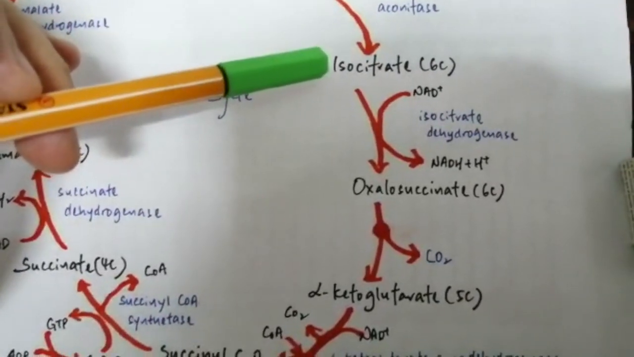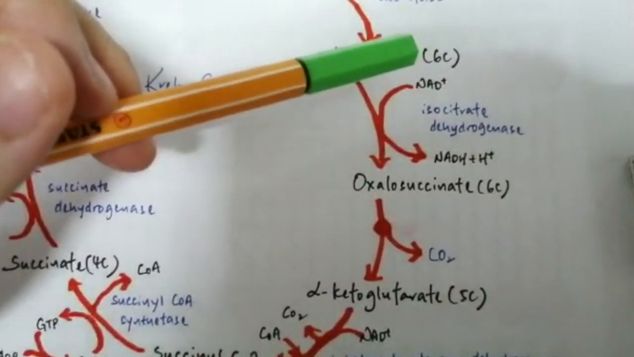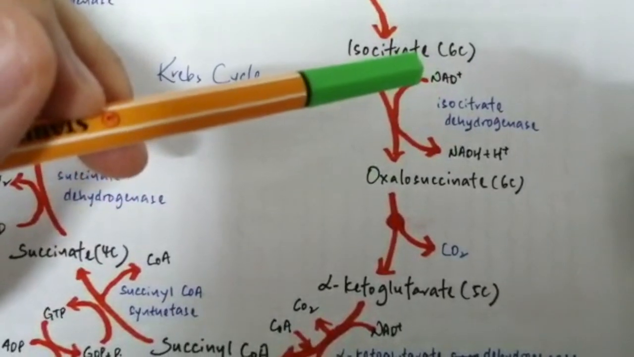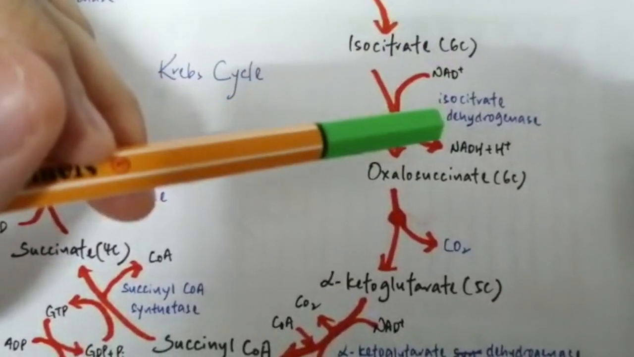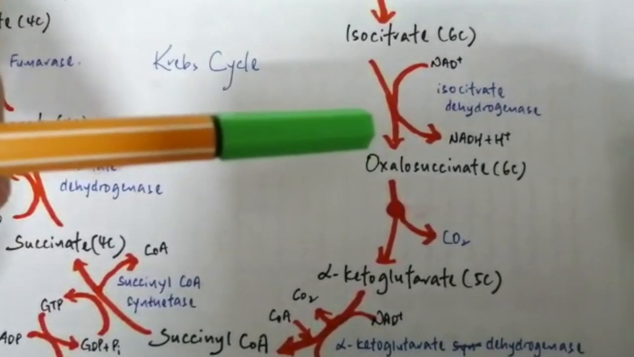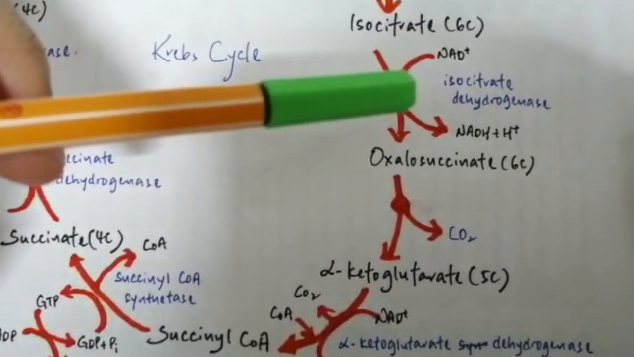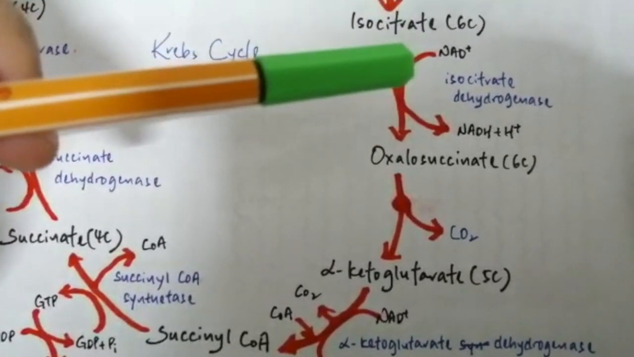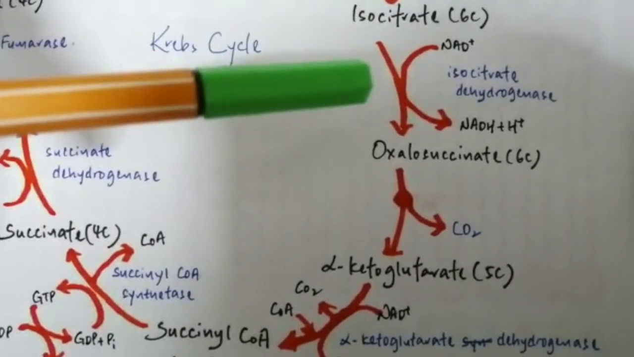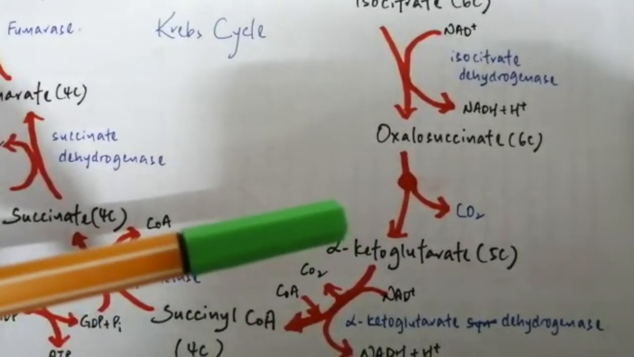Isocitrate is oxidized to form oxalosuccinate. NAD+ is reduced to become NADH. The reaction is catalyzed by isocitrate dehydrogenase. Oxalosuccinate, which is still bound to enzyme isocitrate dehydrogenase, is unstable. It immediately undergoes decarboxylation, loses a carbon dioxide, and is converted to alpha-ketoglutarate.